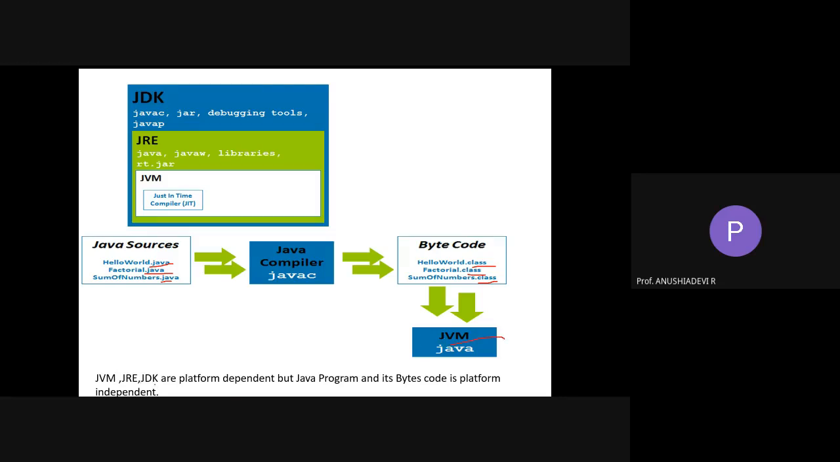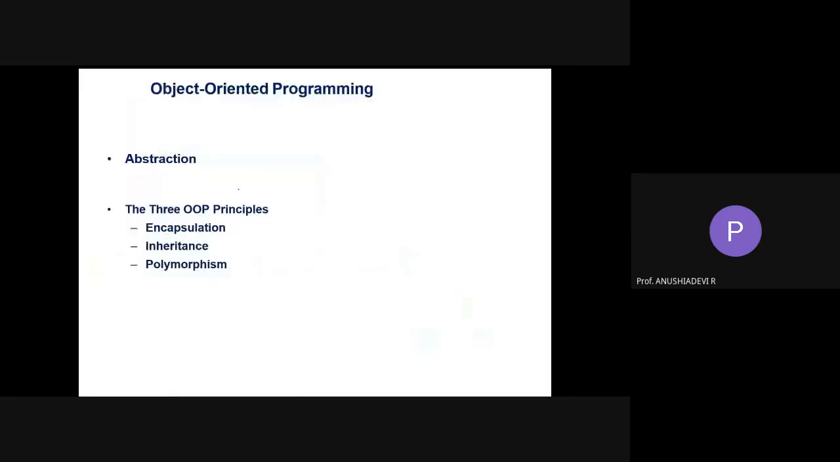JVM, JRE and JDK are all platform dependent, but the Java program and its bytecode are platform independent. You know Java is object-oriented programming. Why? Because object-oriented programming needs some properties: encapsulation, inheritance, polymorphism. Java also supports these properties, so you can say Java is object-oriented programming.